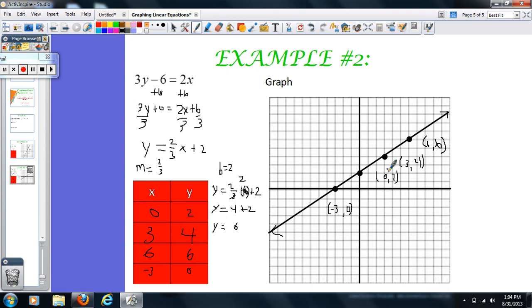Okay, so the worksheet on Tuesday is going to be based on this. Be prepared to work on this, and we're going to go from there.